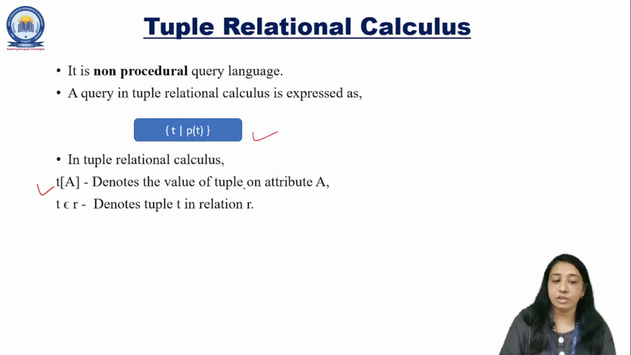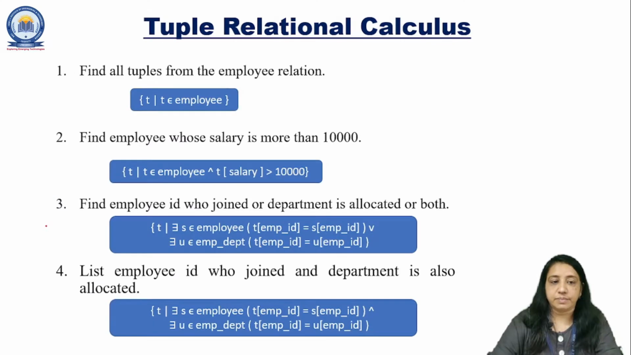It denotes the value of tuple T on attribute A. That means here you have to specify some attribute and you can check the value. T ∈ R denotes tuple T in a relation R. So this type of symbol we are going to use when we are writing queries with the tuple relational calculus.